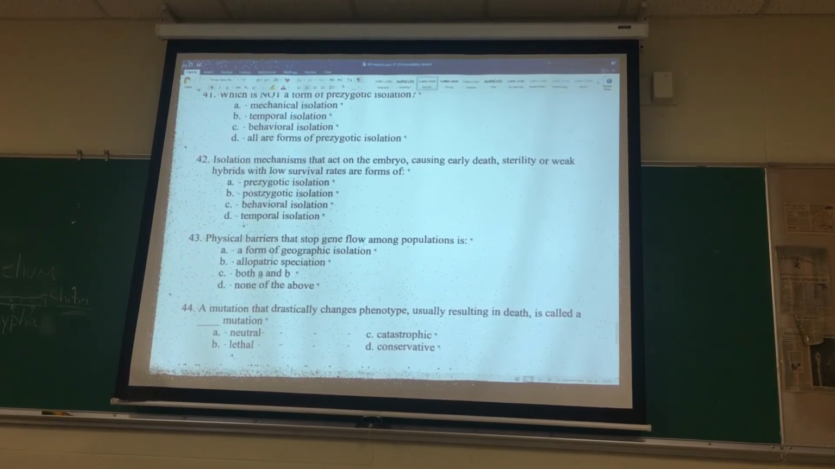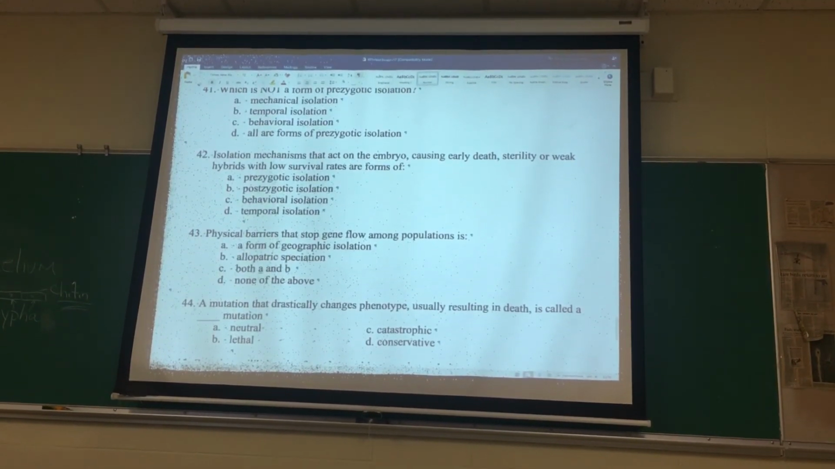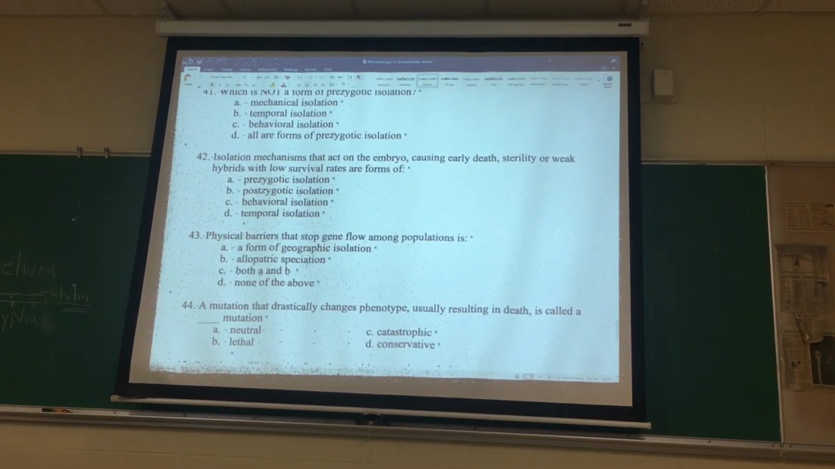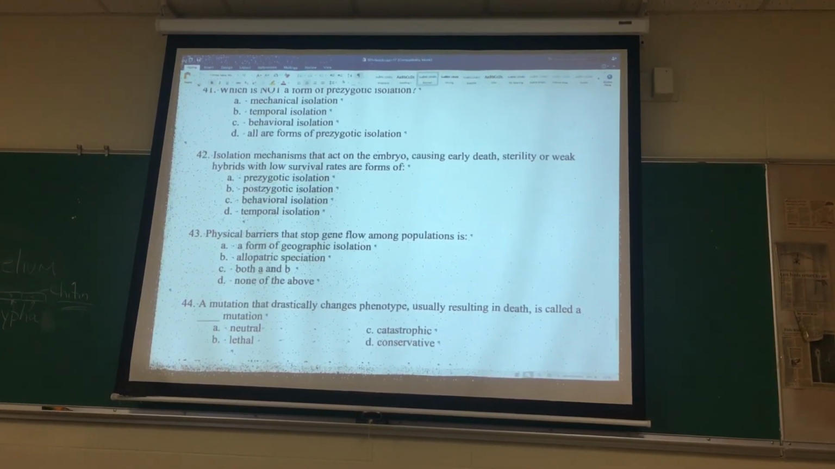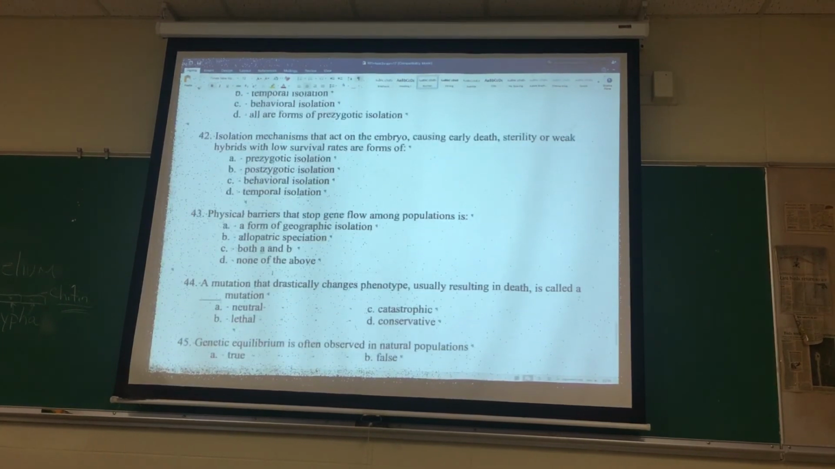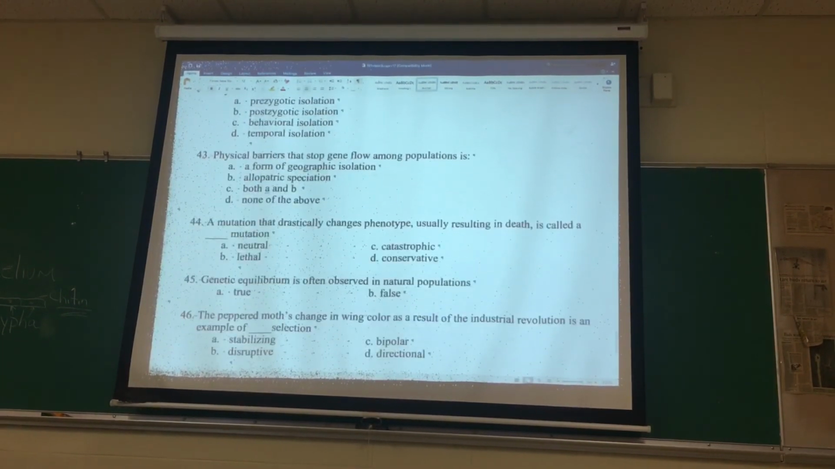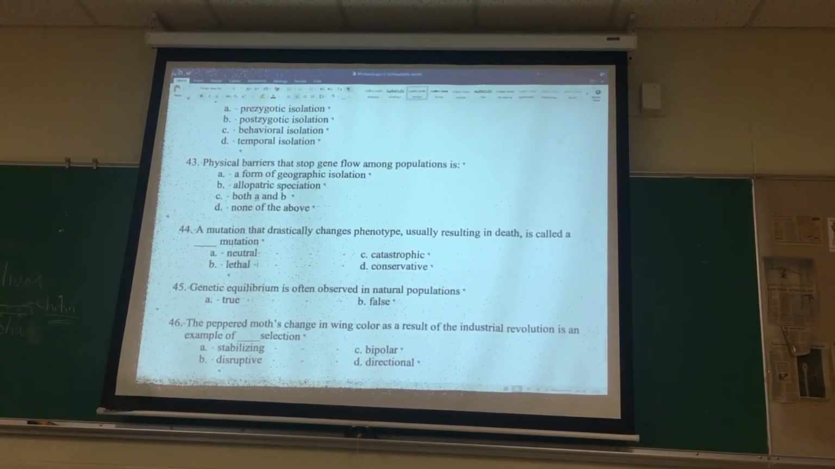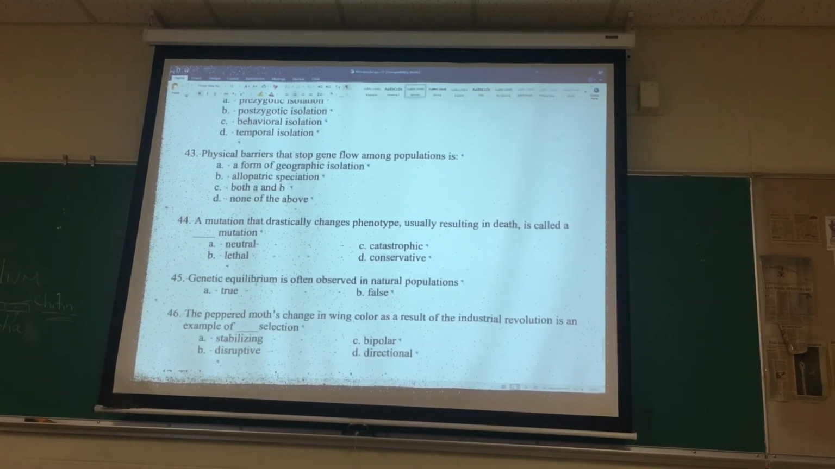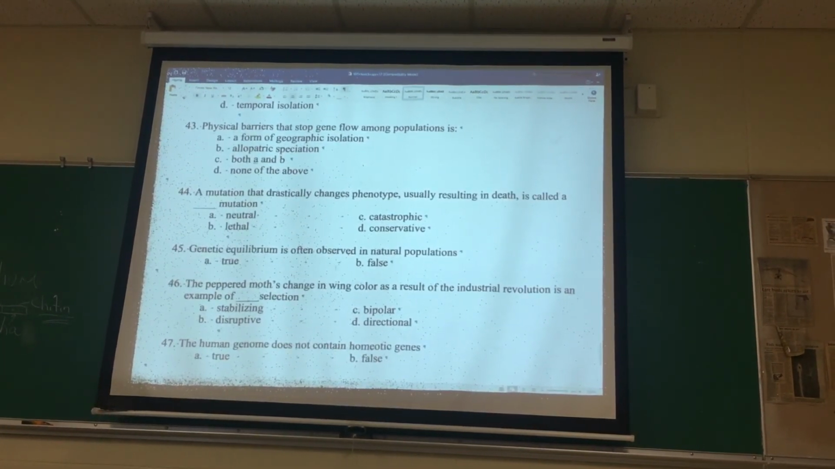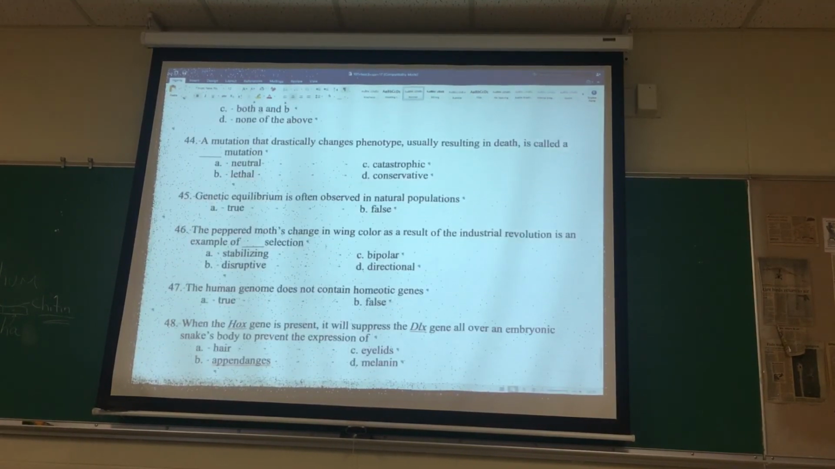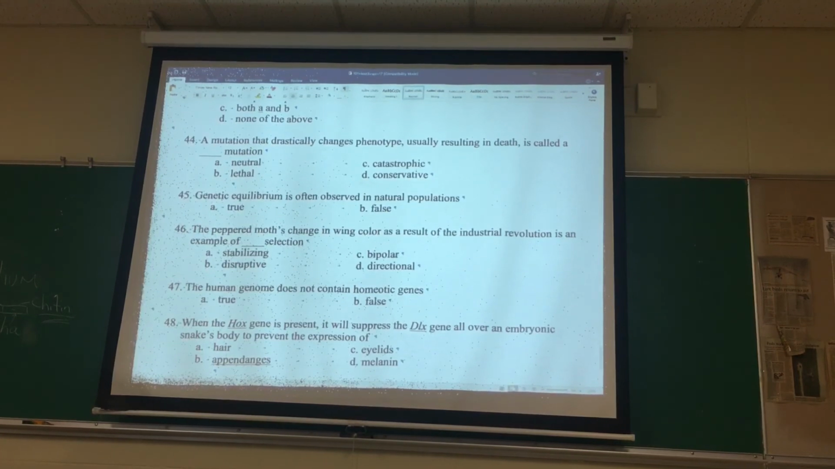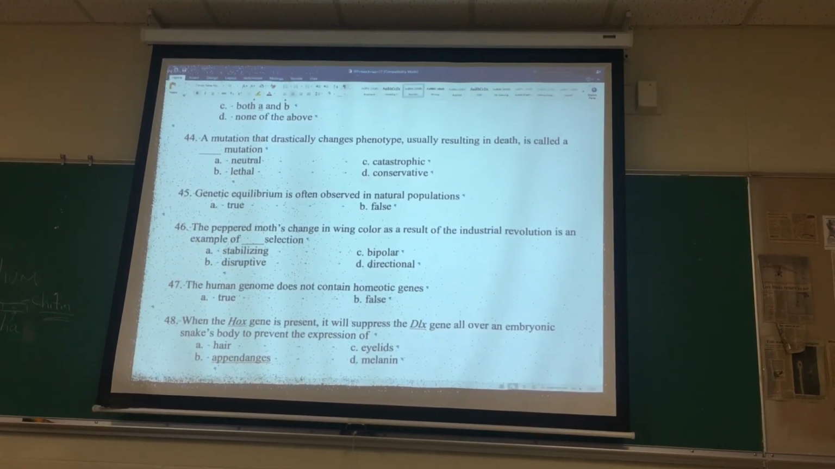Physical barriers is a type of geographic isolation, and it's called allopatric speciation. So both A and B are true for 43. This would be lethal. That's answers in the question there. It's easy. It's not a trick question. Genetic equilibrium is never observed in natural populations, so that'd be false. The peppered moth situation is directional selection.